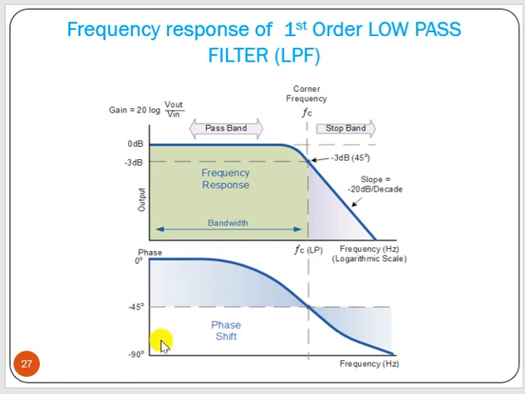Now this is the frequency response. We have the pass band, and this is your stop band attenuation, that is minus 20 dB per decade attenuation. This is written in dB, gain equal to 20 log of V out by V in, so that is 0 dB. We can go to the minus 3 dB point, that will be your cutoff frequency. And phase is 0 first, then it goes down to minus 90 degrees at infinity.